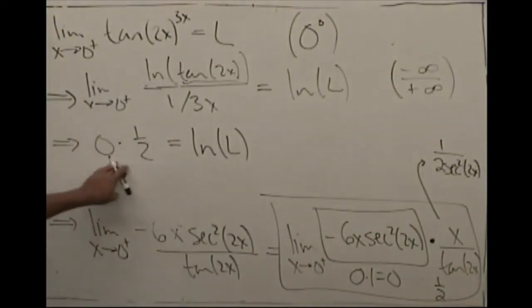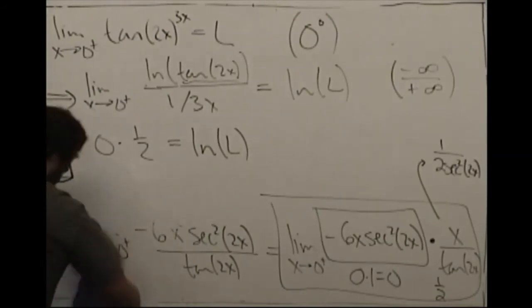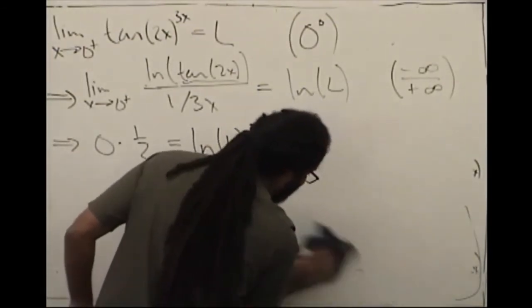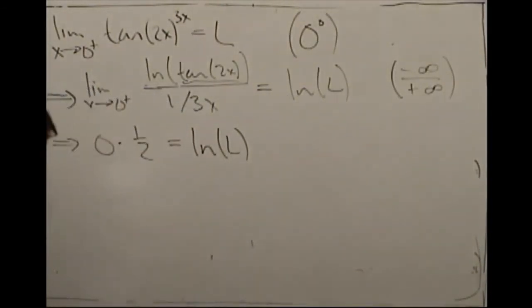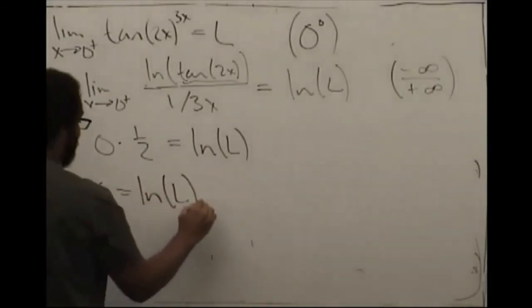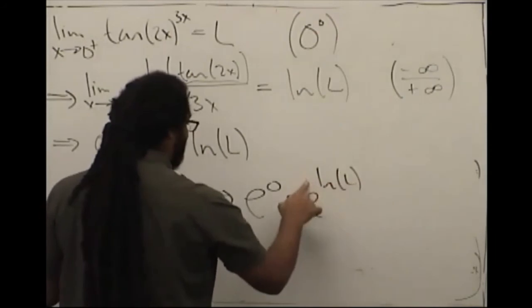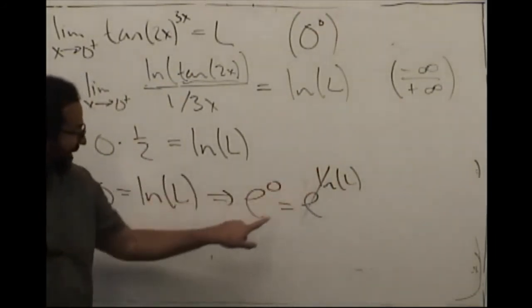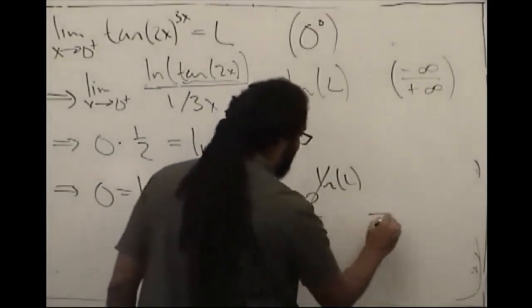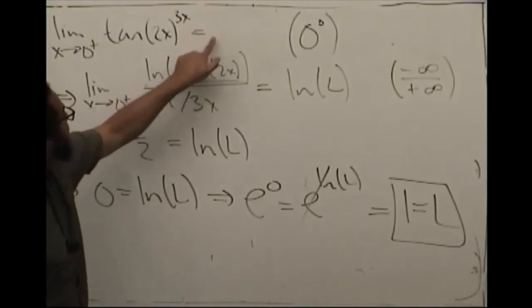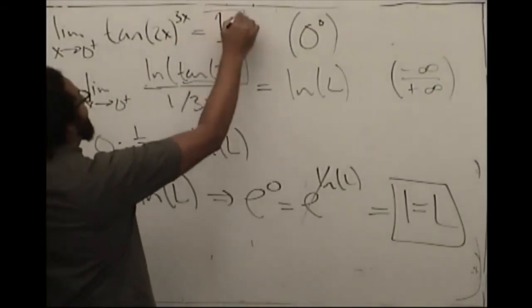So now I know that 0 is equal to natural log of L. So what does L have to be? Well, if I exponentiate both sides like I did in the last example, that tells me that e to the 0 is equal to e to the natural log of L. These two things cancel, and so I'm left with 1 is equal to L. So that's my final answer. Now I know that the limit as x approaches 0 of tangent of 2x raised to the 3x power is just going to be a 1.